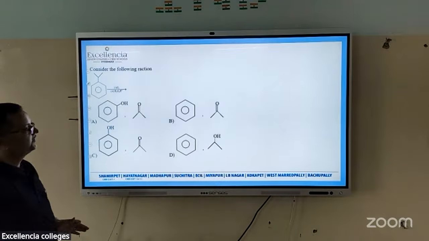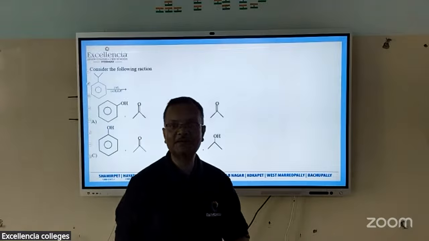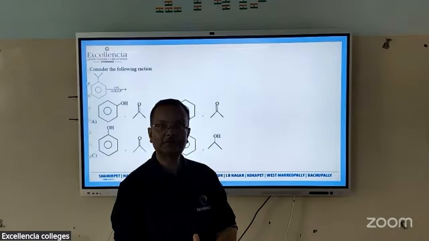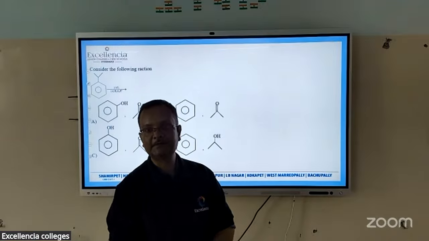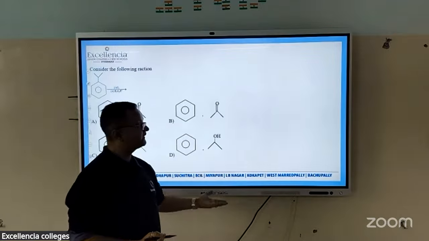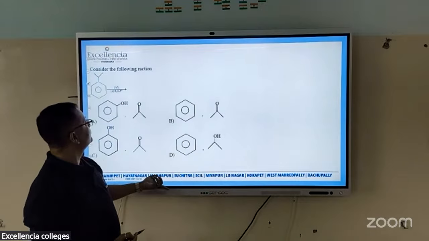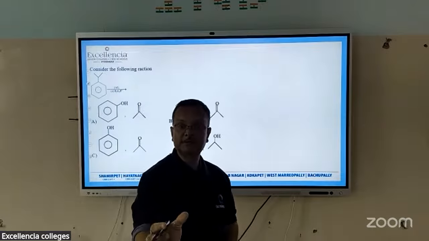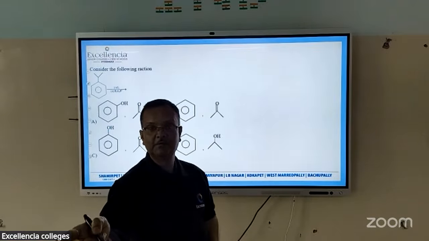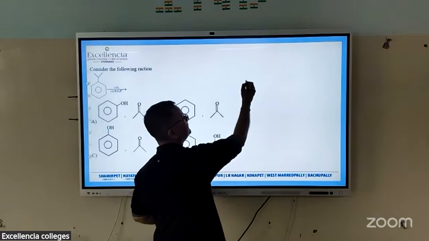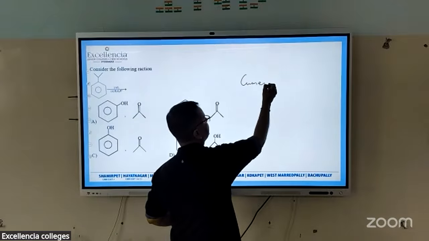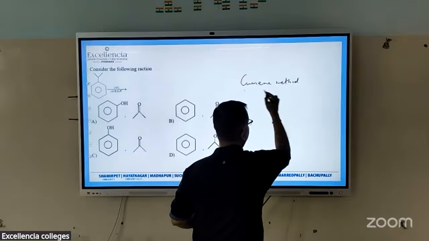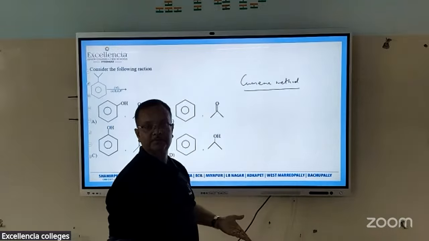You tell me, this concept and this question you have seen a number of times. Even this question has repeated a number of times in the board paper. Can you recall the method? What is this method? If you recall, this is the cumene method of preparation of phenol. Directly by looking at it, this is the cumene method of preparation of phenol.